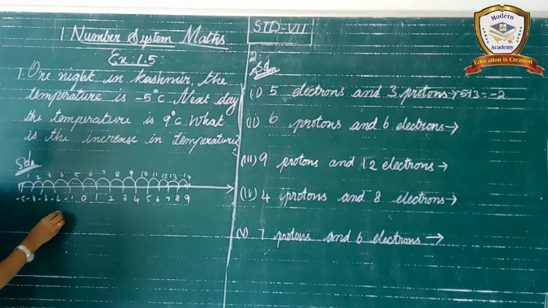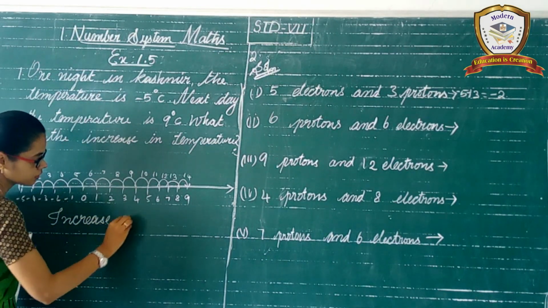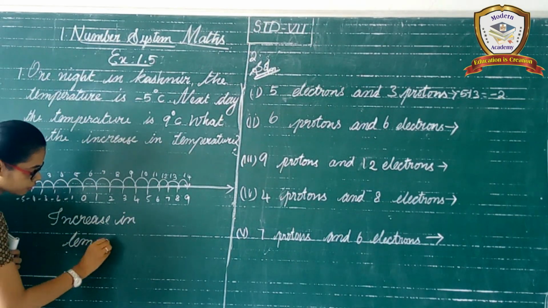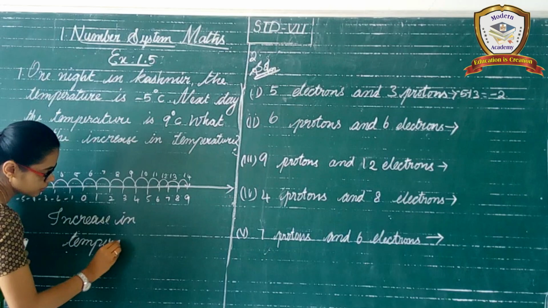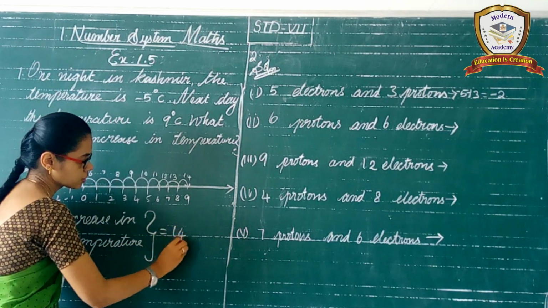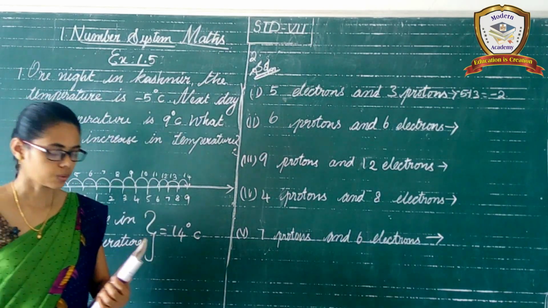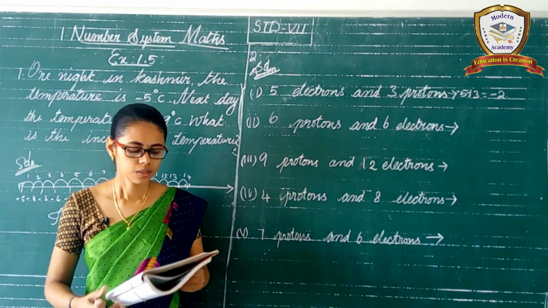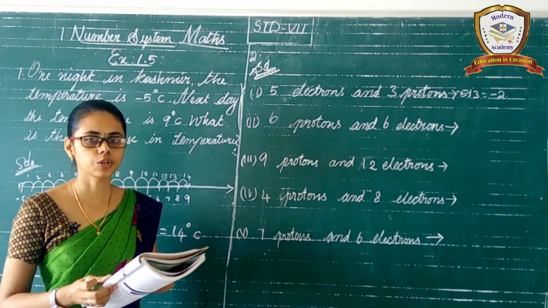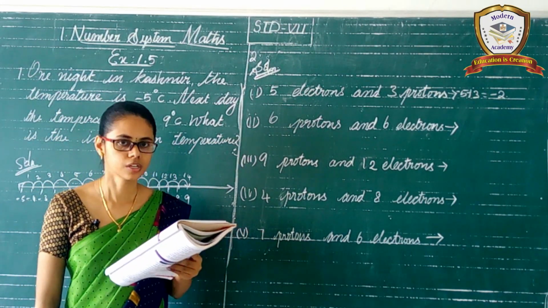So the temperature is increasing. So how many degrees increase? 14 degrees Celsius. Okay, shall we move to the second one? Okay, see in your book, because the question is very big. So just see in your maths book, page number 20.